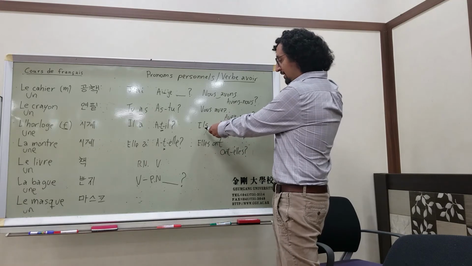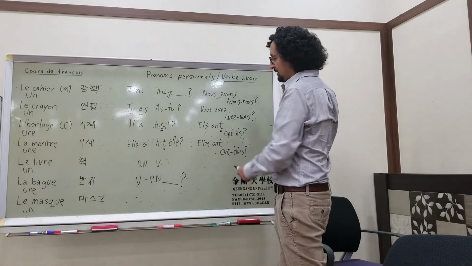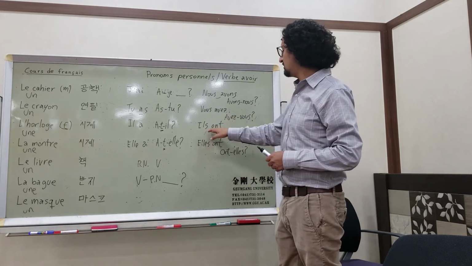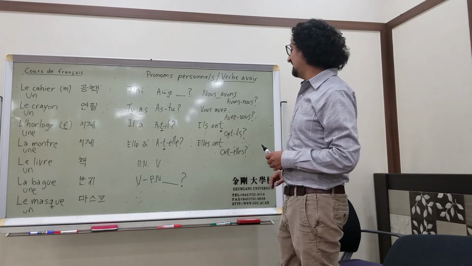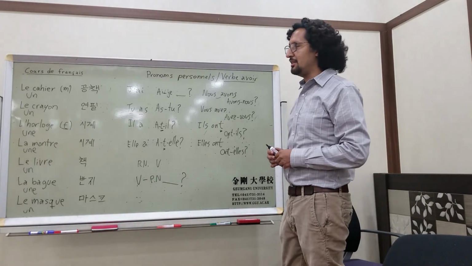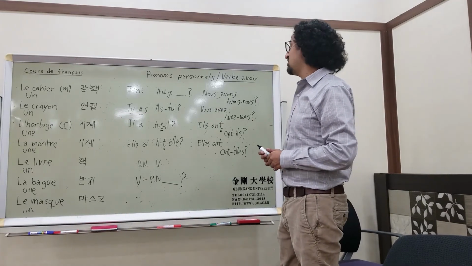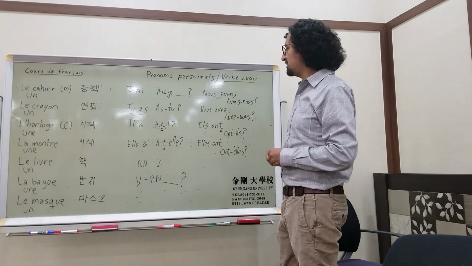Is this a group of men or women? This is just women. That's how it's distinguished. So ils ont, ont-ils? Elles ont, ont-elles? Voilà. So this is how we make questions in French. It's a very good start.